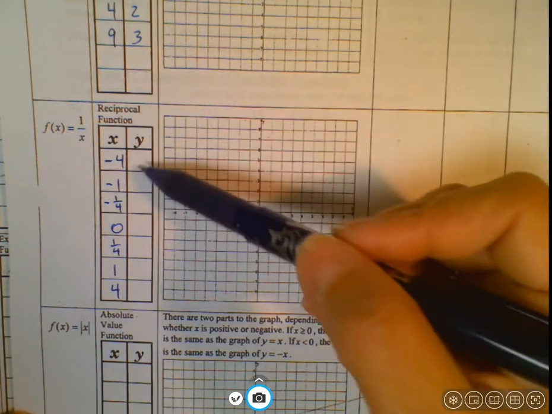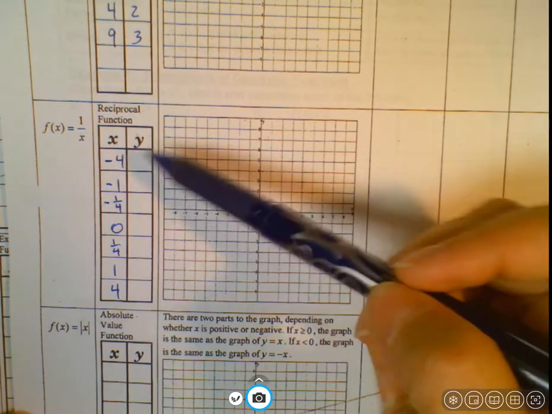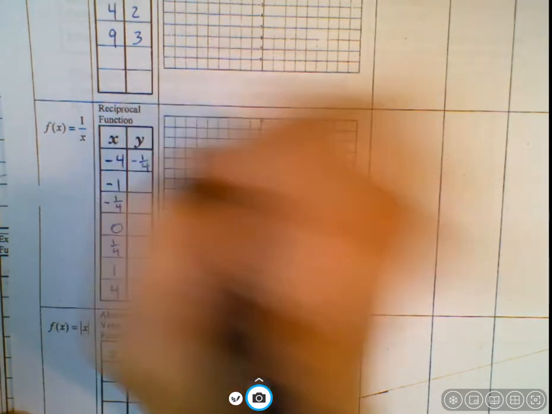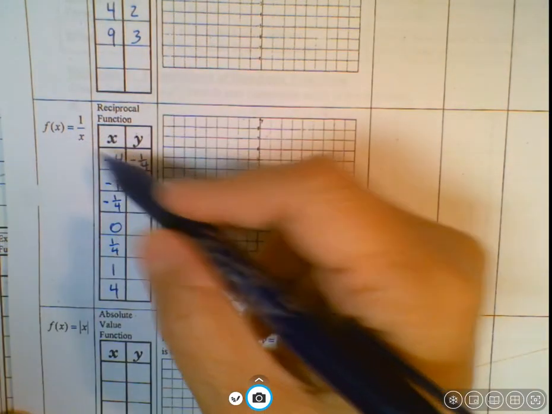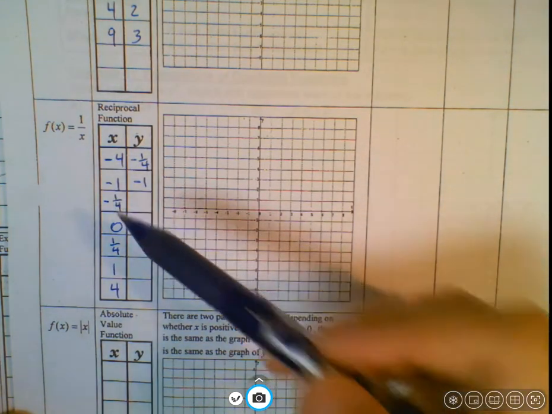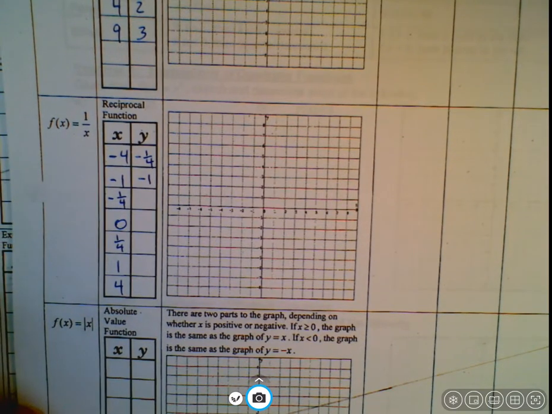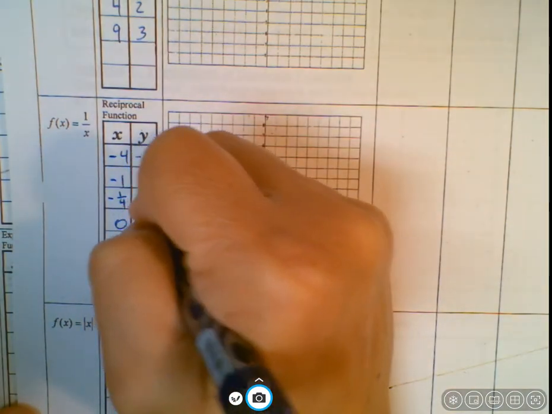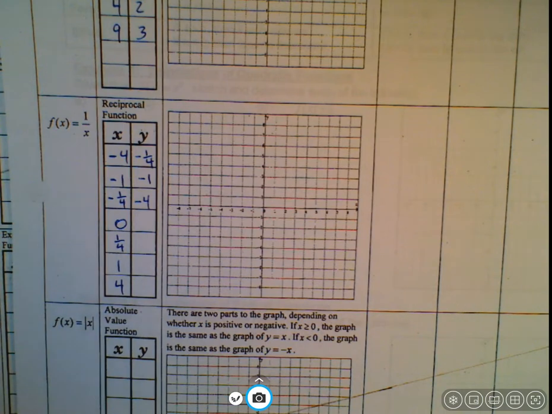So to calculate the y, it's 1 over -4. So that will be -1/4. And then 1 over -1. So that's -1. 1 over -1/4 is 1 divided by -1/4. So that would be -4, right? 1 divided by, that's multiplying by the reciprocal. So multiplying by -4 over 1. So you get -4.